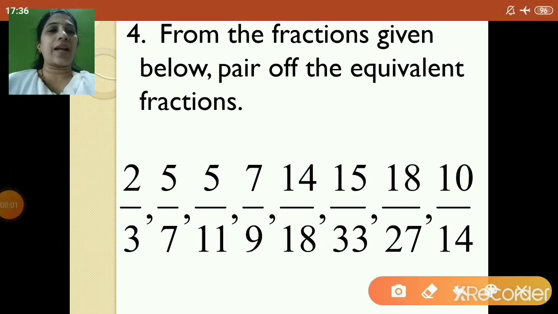Let's go to the next fraction, that is 10 upon 14. Now in 10 upon 14, you have to see whether both 10 as well as 14 come in one table only. So we'll start with 2's table, right? In 2's table, 2 5s are 10 and 2 7s are 14, right? So that means 14 upon 18, 15 upon 33, 18 upon 27 and 10 upon 14 are equivalent fractions because when you divide both the numerator and the denominator by a single number, they are further divisible. So let's solve it children.